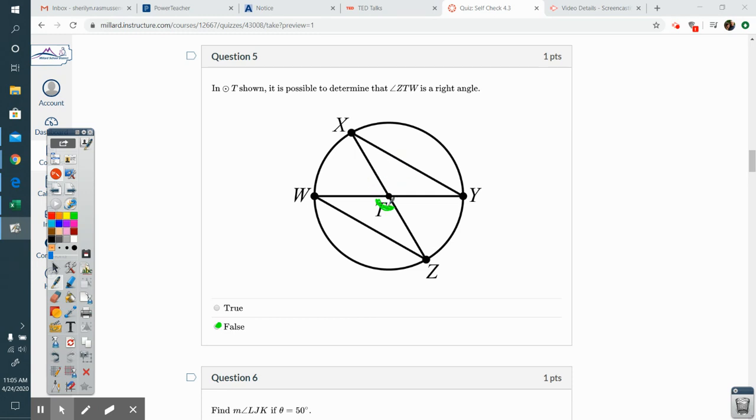All we know is that these two together have to add up to be 180 because it's a straight line. But we're not given this information of what these other angles are. And so it does not necessarily have to be a right angle, and most often it isn't. So that would be false for that problem.